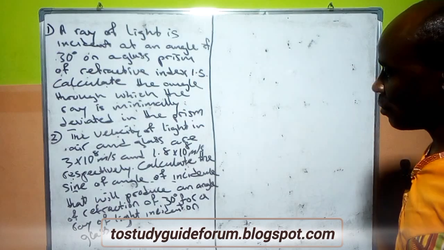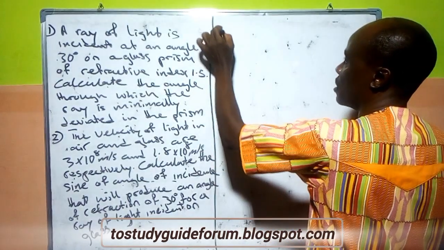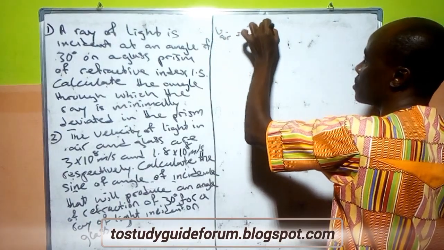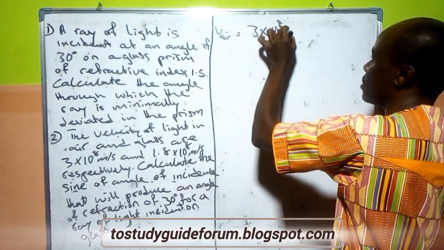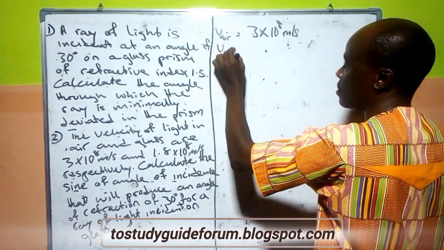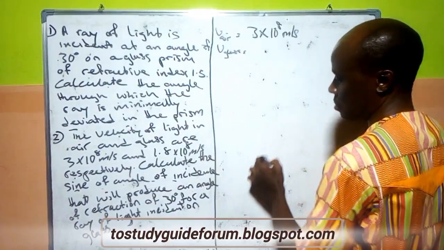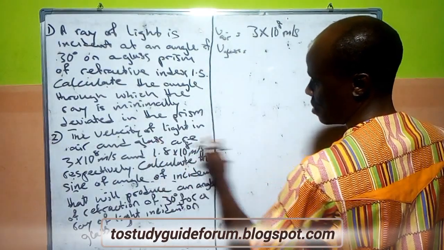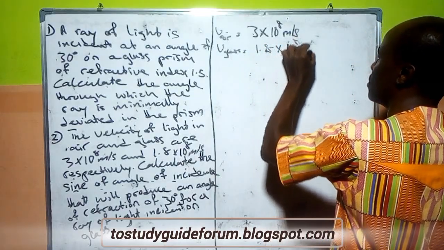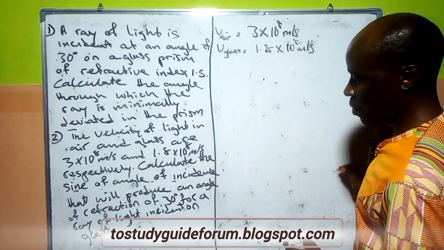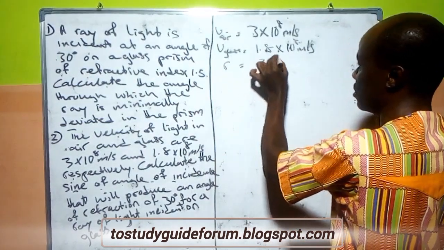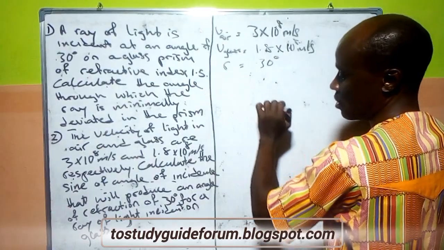So in this case, some of the things that are given to us: the velocity in air, which is 3.3 times meter per second, and then the velocity in glass is also given. Yes, in glass it is 1.8 times 10 raised to the power minus meter per second. The next ones are the angle of incidence and the angle of refraction, which is R. It's also 30 degrees.